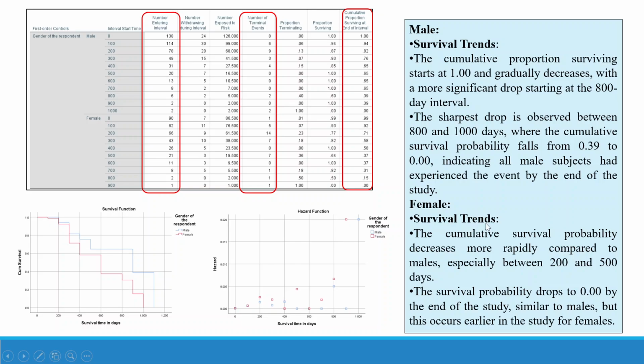Female survival trends. The cumulative survival probability decreased more rapidly compared to the males, especially between 200 and 500. See, 200 to 500. Here the drop is from 0.71 to 0.37. And in case of male, it is 0.82 to 0.65. The drop is less.